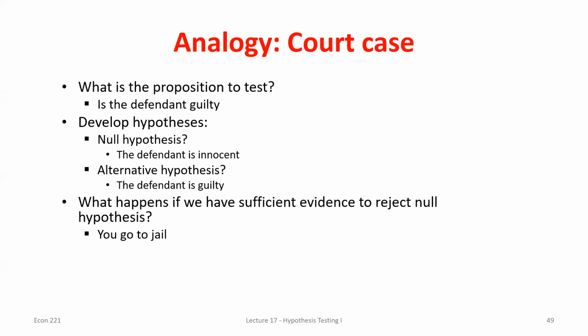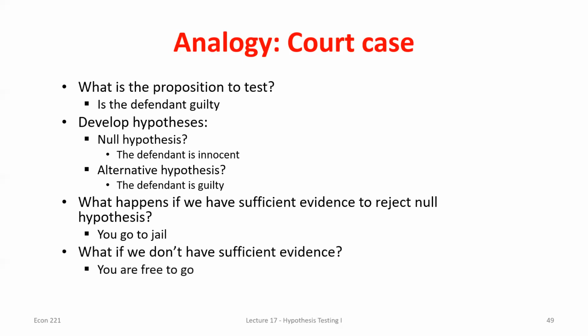But maybe there's no real DNA evidence, there's nothing linking you to the person, the only thing was that you just didn't have an alibi. So if you don't have sufficient evidence, then we don't reject the null and you go free. That assumption of you being innocent doesn't change at all. Okay? So that's the analogy of using a court case to think about what we're doing here with our null and alternative hypothesis.